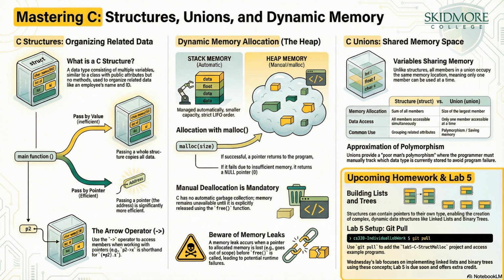When an automatically allocated local variable on the stack goes out of scope, it's cleaned up automatically. But heap memory just sits there, unavailable forever. That memory is yours until you explicitly give it back.